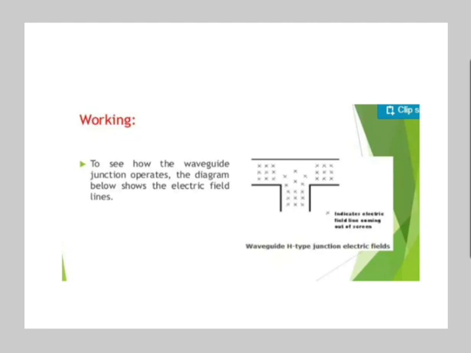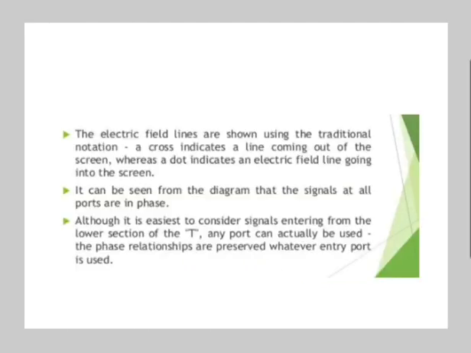So that is how the waveguide junction operates. The diagram shows the electric field lines, shown using the traditional notation. A cross indicates a line coming out of the screen, whereas a dot indicates an electric field line going into the screen. It can be seen from the diagram that the signals at all ports are in phase. Although it is easiest to consider the signal entering from the lower section of the T, any port can actually be used. The phase relationships are preserved whatever entry port is used.